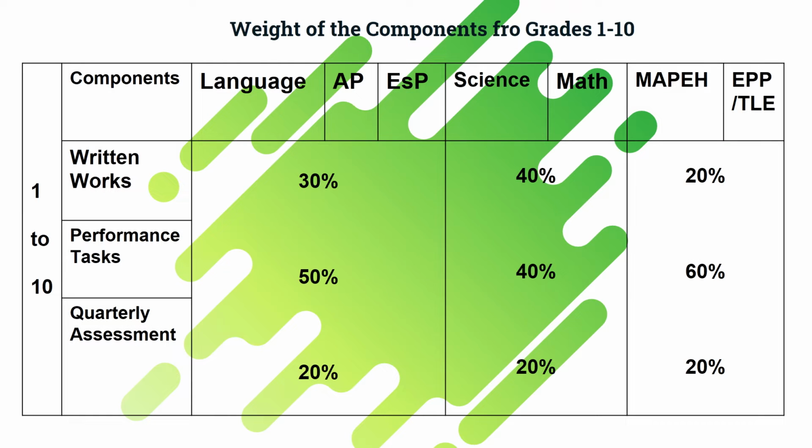This is now the distribution of weights of the different components in the different learning areas. For language, AP, and ESP, the WW is 30%, PT is 50%, and QA is 20%. For science and math, WW is 40%, PT is also 40%, and QA is 20%. For the MAPEH and EPP or TLE, the WW is 20%, PT 60%, and QA is 20%.